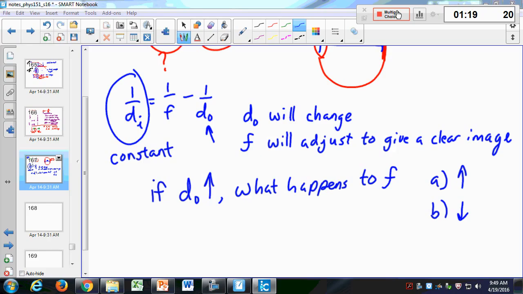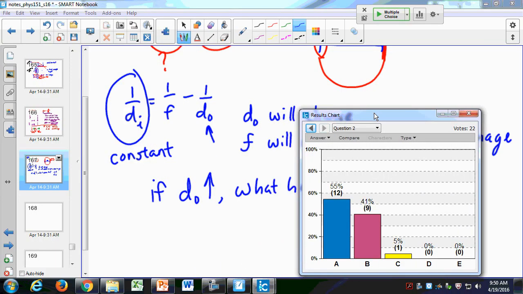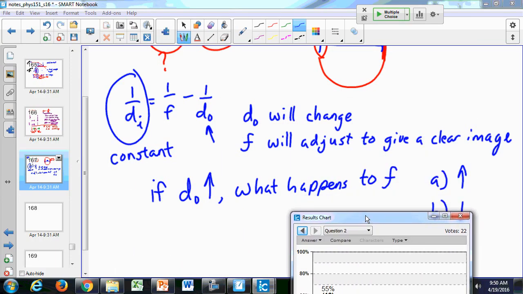Okay, so what will happen here? All right, I'm going to stop at 130. Okay, so it looks like we're sort of split. Most of you thought that it will go up.